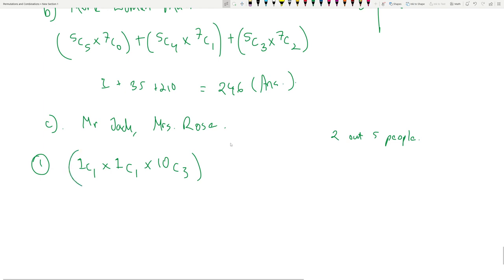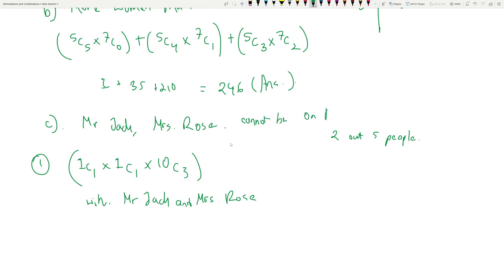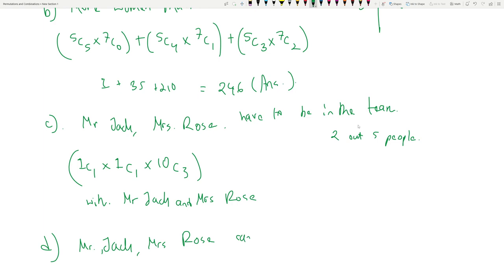So 10C3. This is the committee with Mr. Jack and Mrs. Rose, the one where Mr. Jack and Mrs. Rose have to be in the team or committee. Now D. Mr. Jack and Mrs. Rose cannot be on the same team.